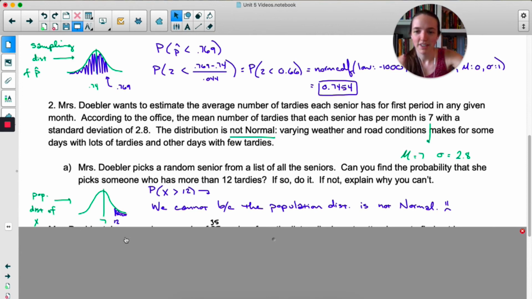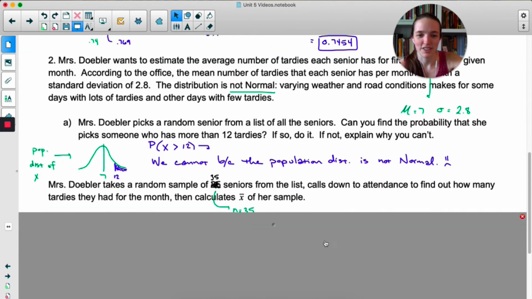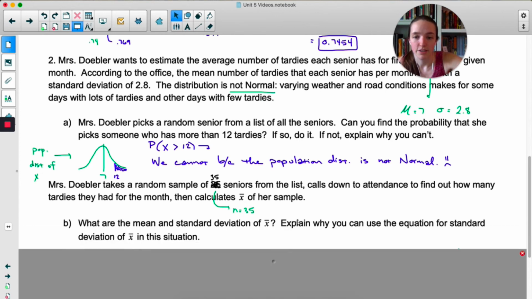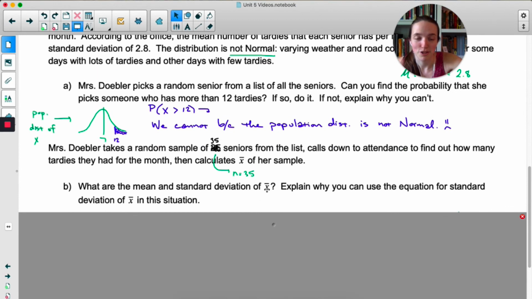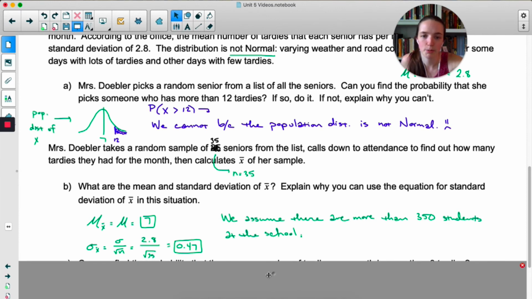It's kind of fun. Okay, so now I take a sample of 35 seniors, yours is hopefully fixed from the list, and call down to attendance. So now I'm dealing with a sample. Instead of one randomly selected senior, it's a sample of 35 seniors. And instead of looking at one person's number of tardies, I'm looking at the mean number of tardies in the sample. Okay, so the mean and standard deviation of the sampling distribution of X bar is what that should probably say. Just using the formulas from the formula sheet, we have to assume there are more than 350 seniors at the school.